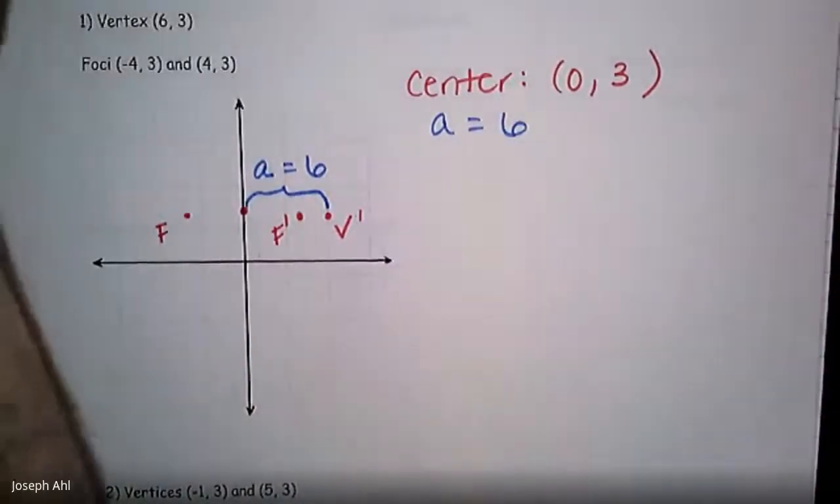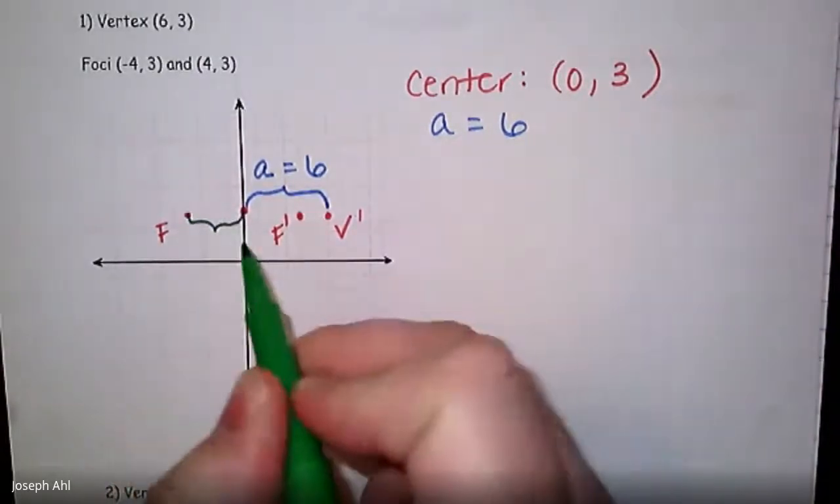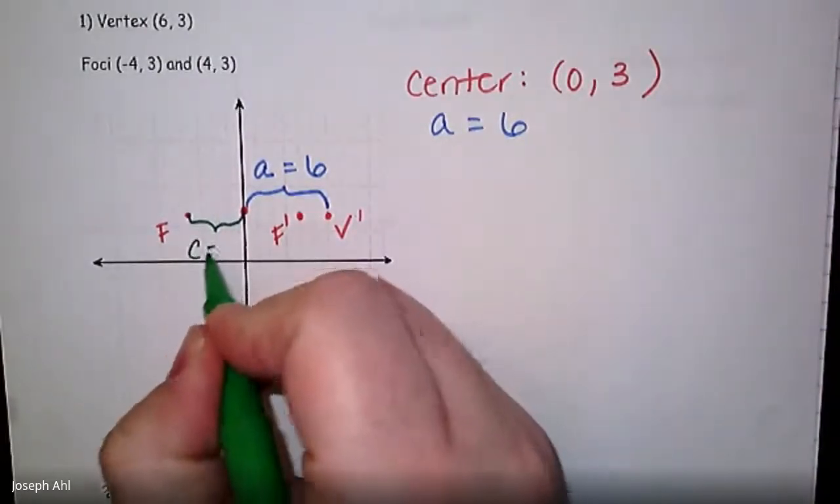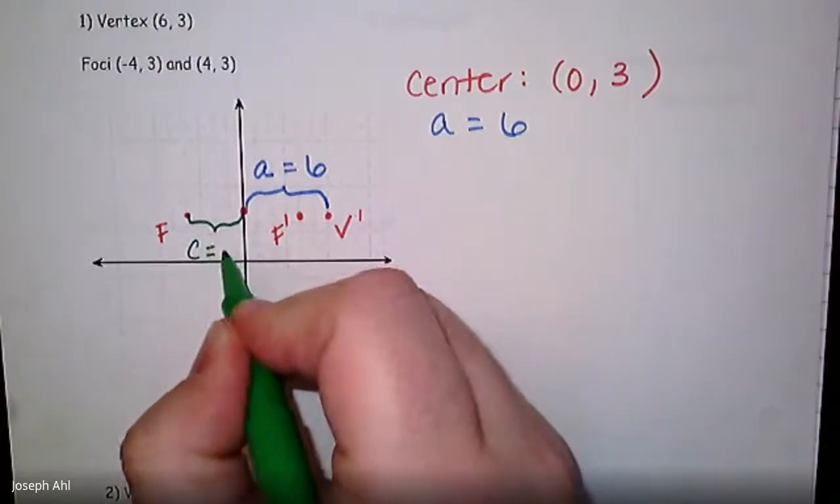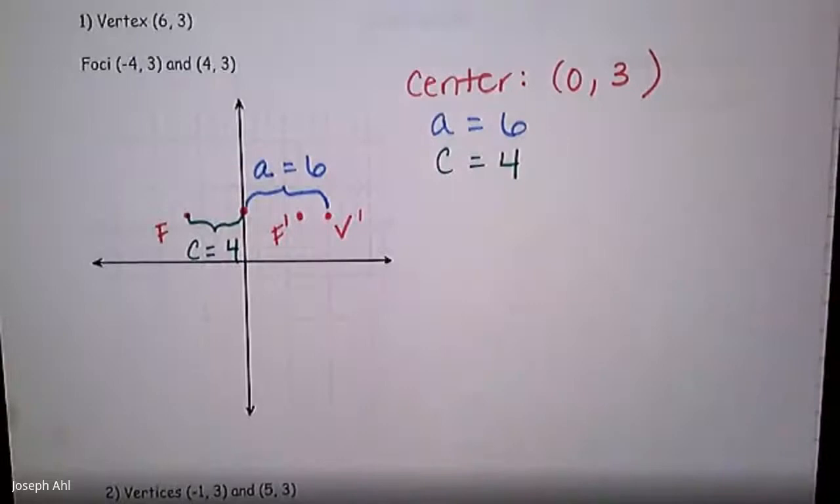So now I want to talk about, well, what's the distance from the center to the focus? What does that represent? And in our key info we listed on the front page, we know that that's the length of c. So c is going to have a length of 4. So remember that we need to find the value of b, because in the equation we have a squared and b squared in the denominators.